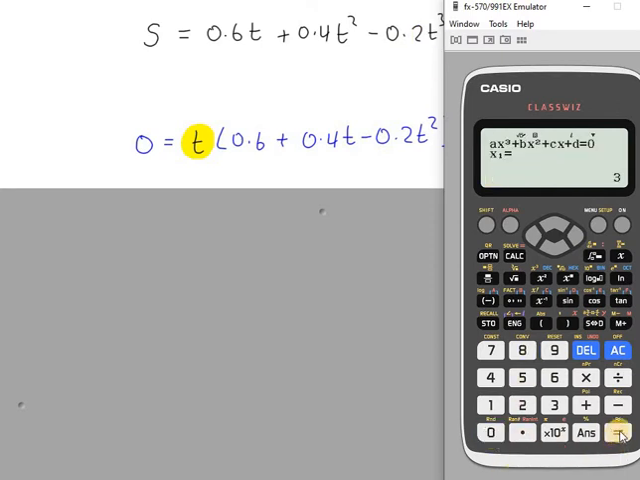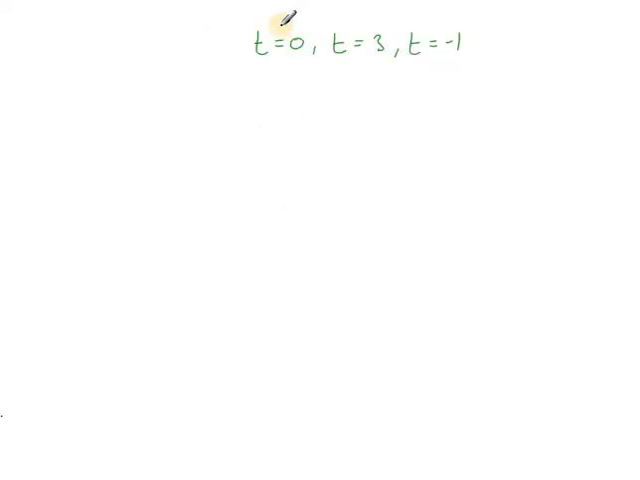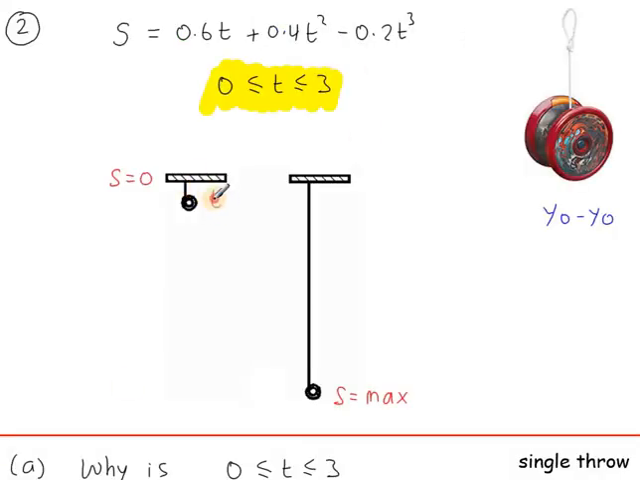So we've got t equals 3, t equals minus 1, which is nonsense, we can't have a negative value for time, and t equals 0. So this value is valid, so is this, and this one is not. And we can see that t has to be between 0 and 3. So initially t equals 0, the yo-yo extends to its maximum displacement, then comes back again to where it started at t equals 3. So the value of t is in between 0 and 3.